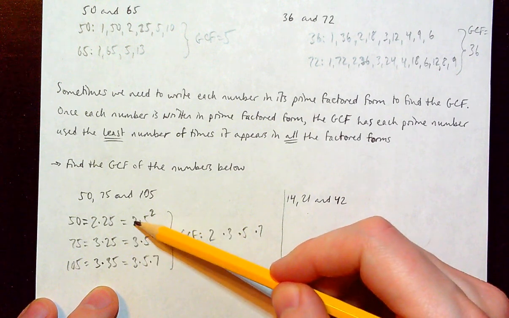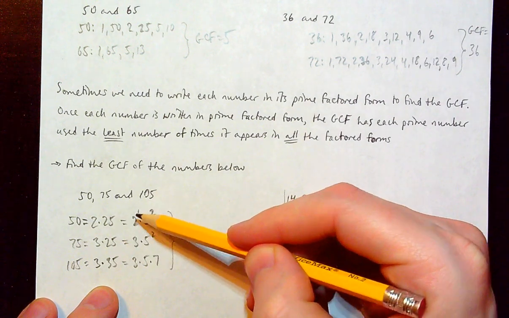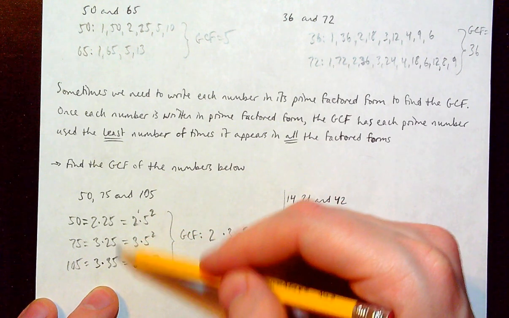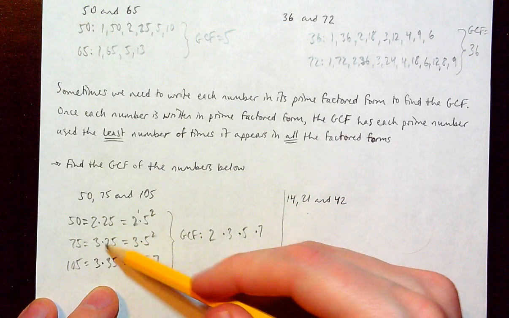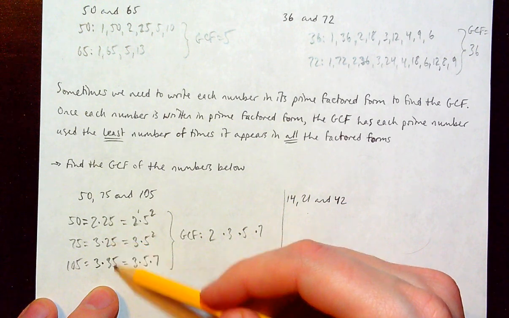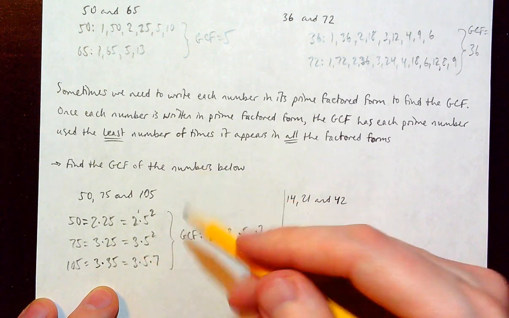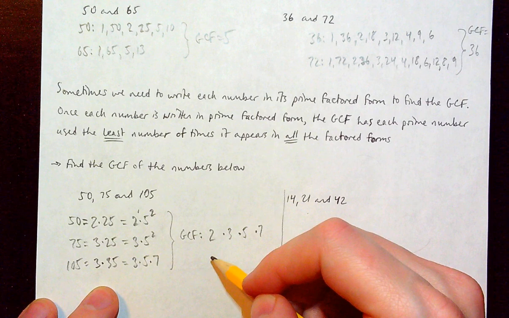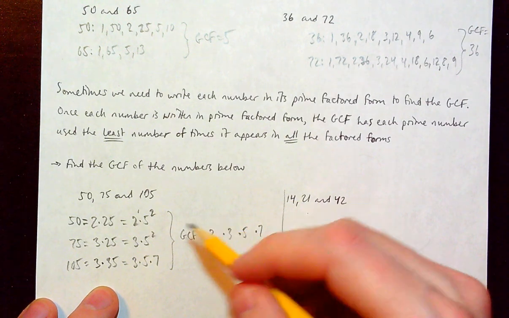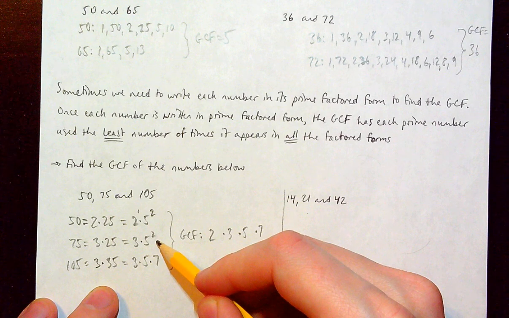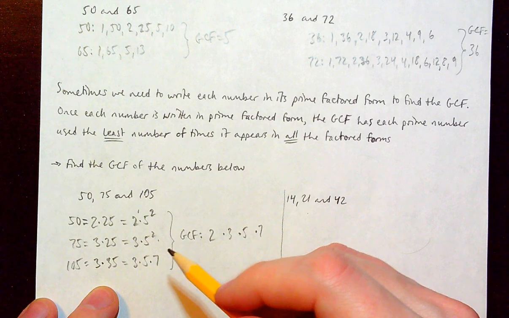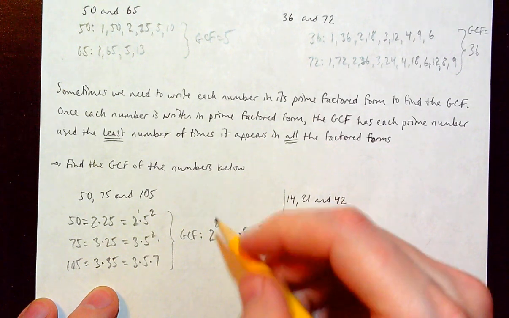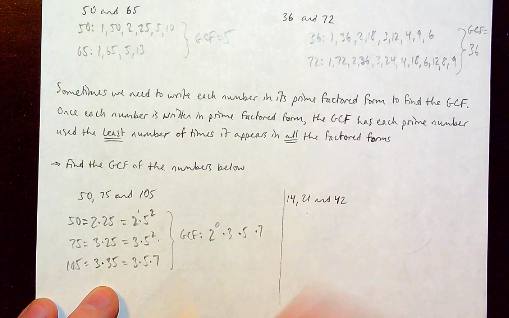Now we see the 2 is happening in this number once, but it's not showing up in either of these 2 guys. So what that's telling me is that there's no 2 in either of these numbers here. So the 2 is not going to show up in my greatest common factor. Secretly, what's going on here is that these numbers have a 2 raised to the power 0. So you could write 2 raised to the power 0, or you could just not have it in there, period.